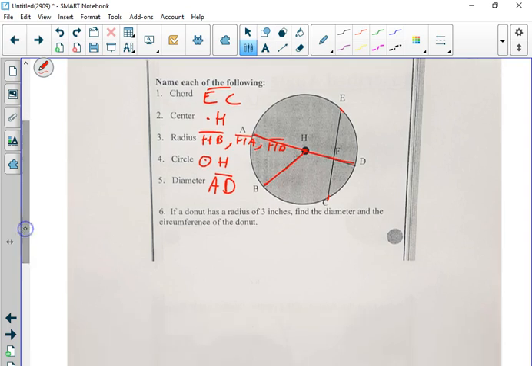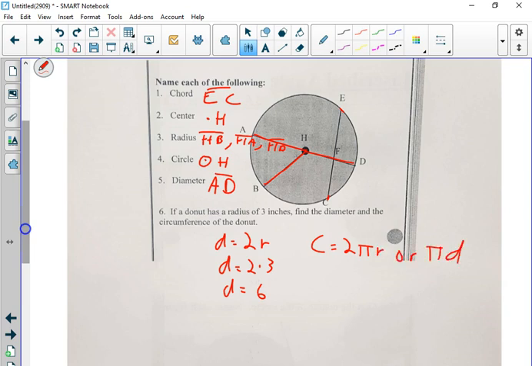And one last problem. If a donut has a radius of 3, find the diameter. Well, remember, the diameter is 2 times the radius. So the diameter, 2 times the radius of 3, the diameter is 6. And the circumference, which we already know that formula, the circumference is 2 pi r, or pi times diameter, because 2 times r is d.